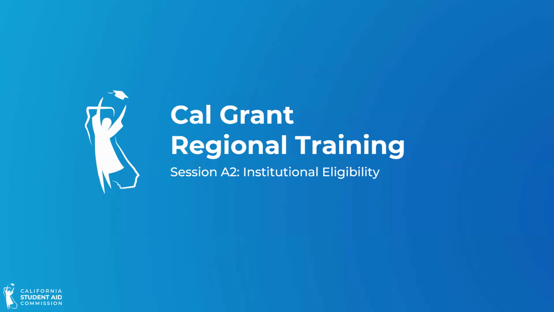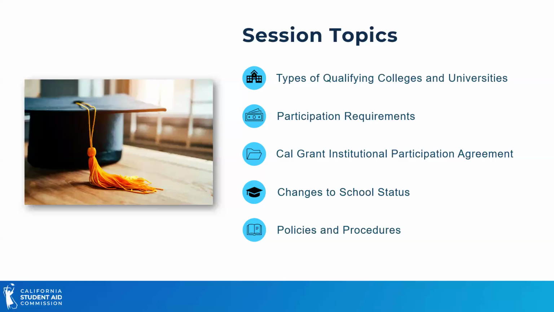Okay, our next session is A2, which is all about Cal Grant institutional eligibility. So the topics we'll cover during this session include the types of qualifying colleges and universities that can administer Cal Grant, participation requirements. We'll look at the Cal Grant Institutional Participation Agreement, or the IPA, changes to school status, and then policies and procedures.